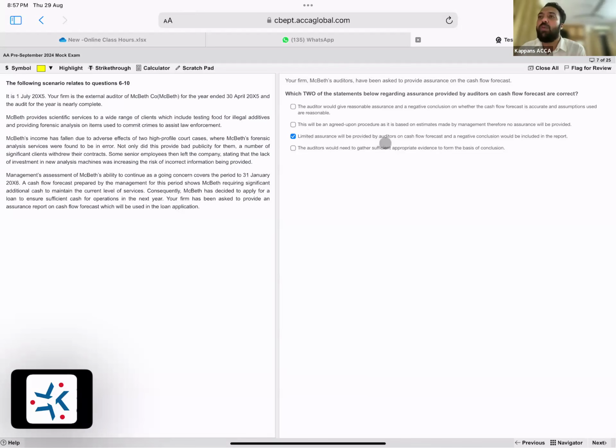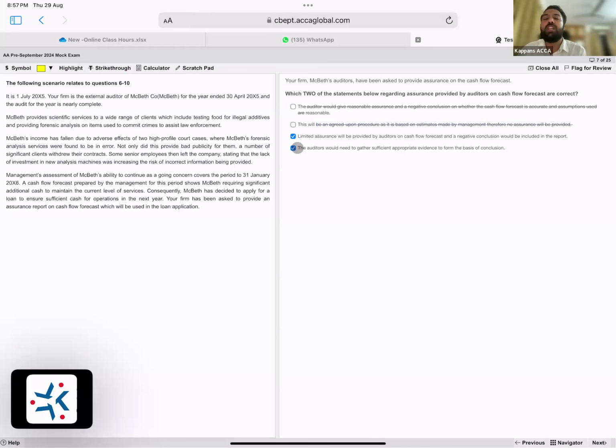Limited assurance will be provided by auditors on a cash flow forecast and a negative conclusion would be included in the report. Option A is not the answer. The auditor would give reasonable assurance? No, reasonable assurance will be given only for an external audit. This will be an agreed upon procedure as it is based on estimates made by management, therefore no assurance will be provided. That is again wrong. It's not an agreed upon procedure.